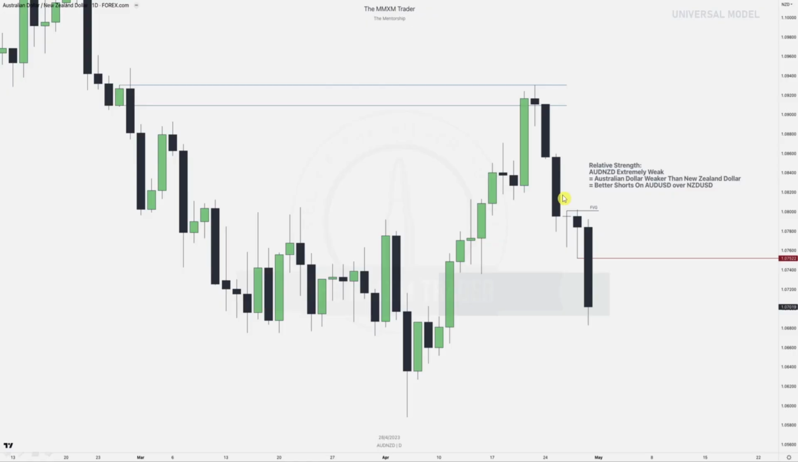And over here, you can see AUD NZD is extremely weak, right? Because we can see price action continues to dive deeper and deeper, making NZD stronger than Australian dollar. So in this occasion, Australian dollar is weaker than the New Zealand dollar. So you had better shorts on AUD USD over NZD USD.